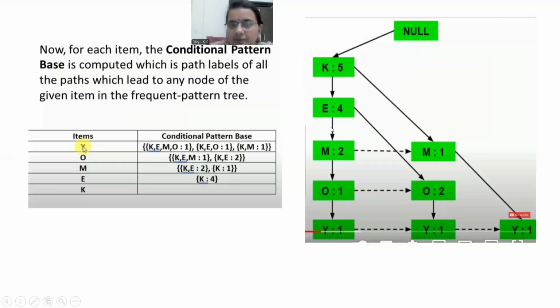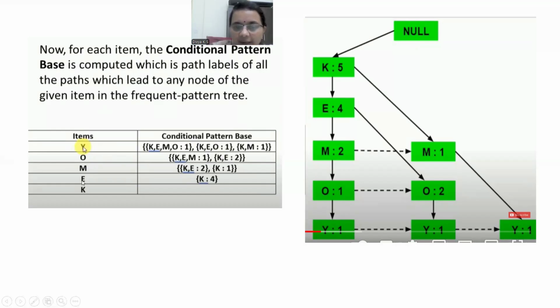Okay. Now, next, for each item, the conditional pattern base is computed, which is the path labels of all the paths which lead to any node of the given item in the frequent pattern tree. It's easy. Now these items you have written here. When you are writing these items, till now we wrote K first, right? K having the highest, something like that we wrote, right?